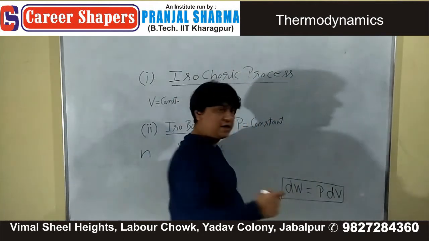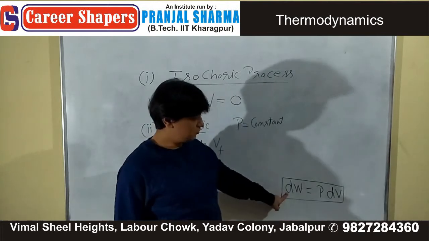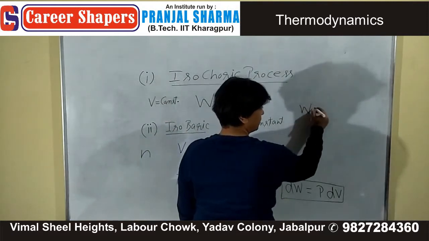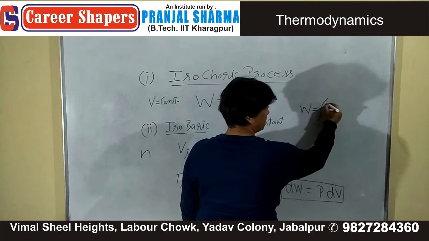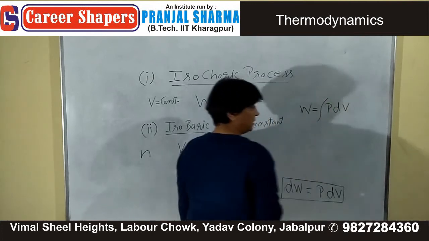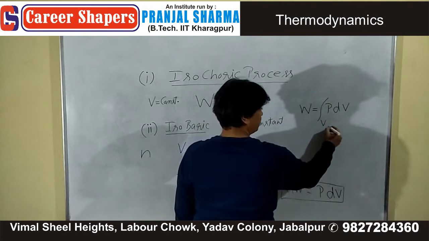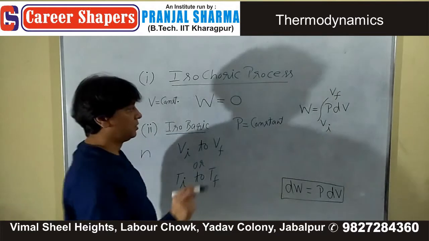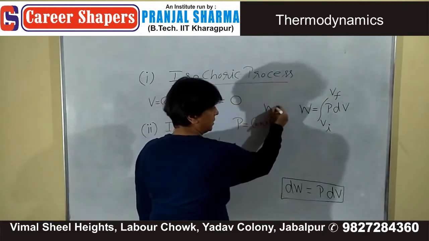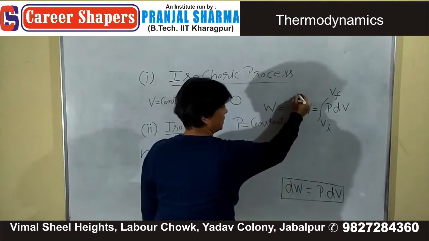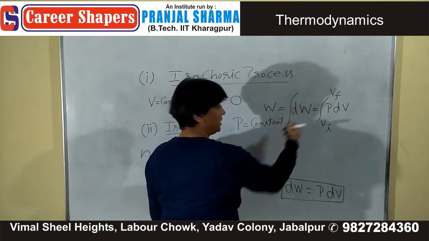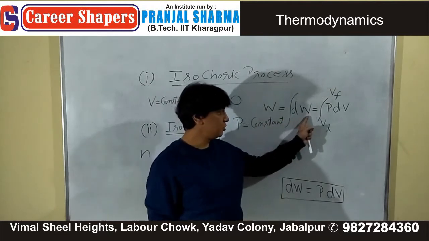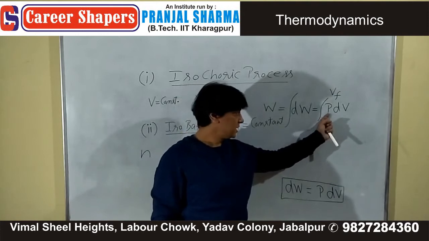Look here, for any type of process, work is this, dW equals PdV. But since we need W, we will be using integration. Integral of P dV, starting from V initial to V final. We need W. What is W? Integration of dW. This is your dW. What is work? Integration of dW, which is P dV.